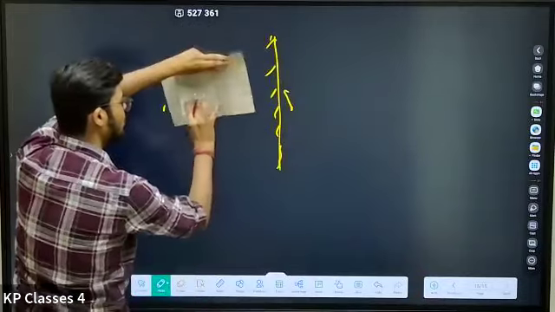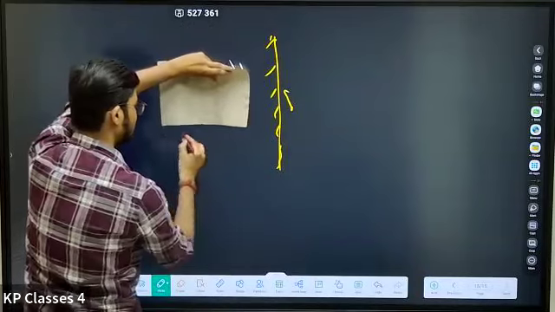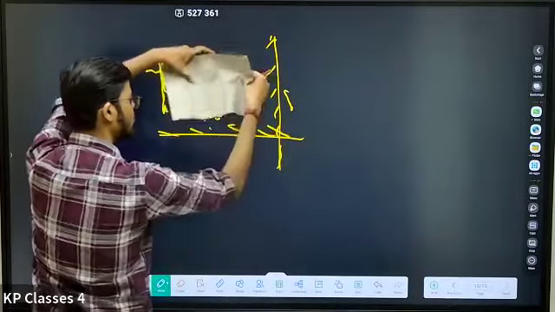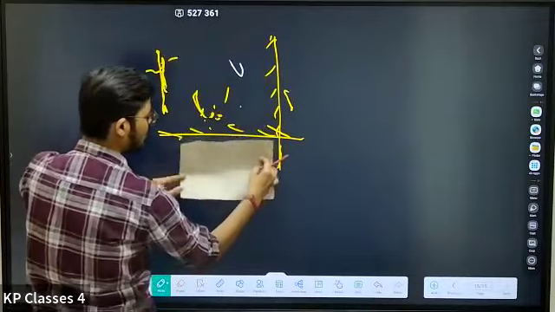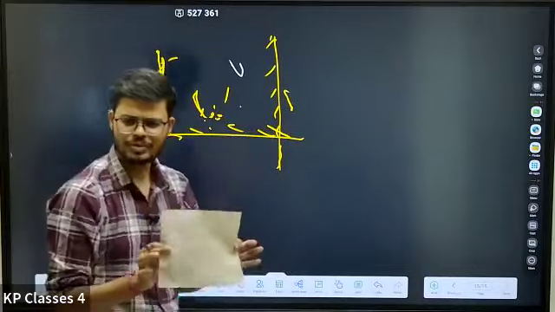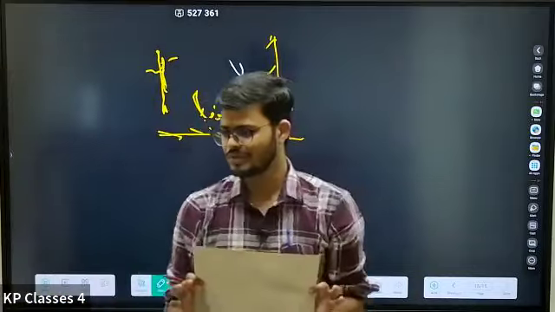Now, if I'm going to talk about the water image, in this case the mirror is here, the water is here. So here you want to flip it like this, and this will be called the water image. Now you can practice it at home. This is about the mirror image and water image.